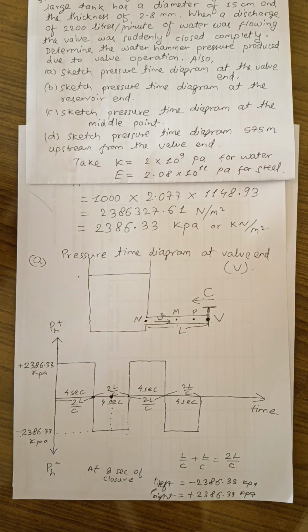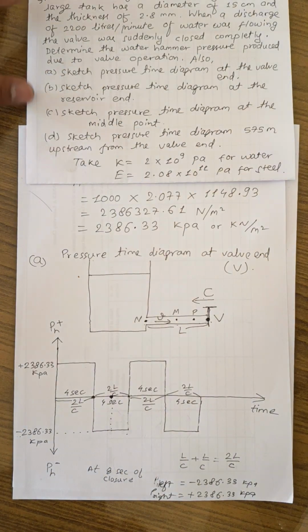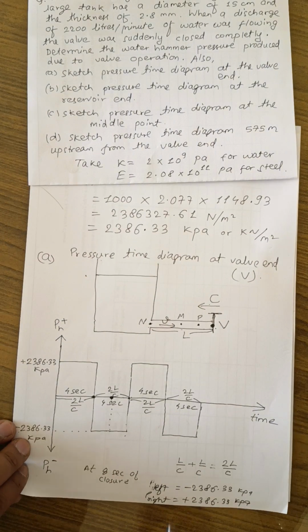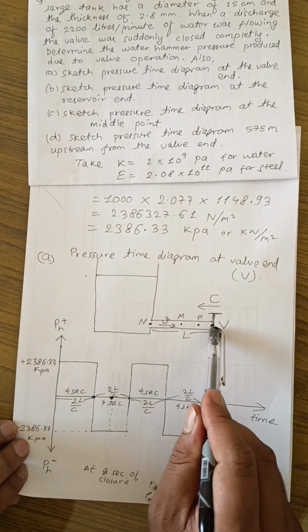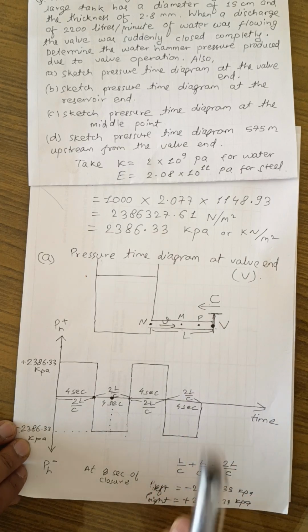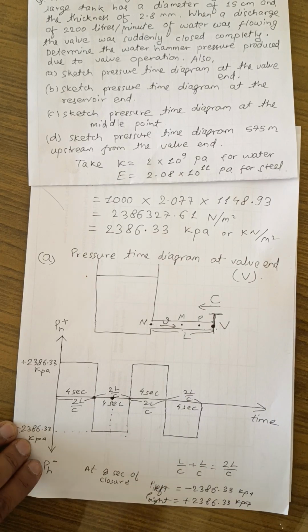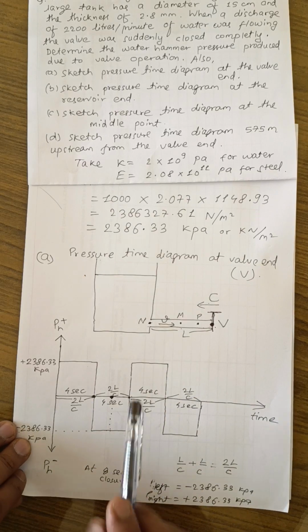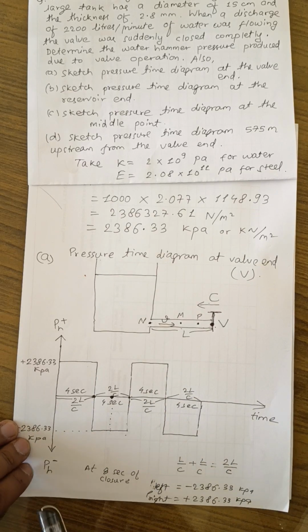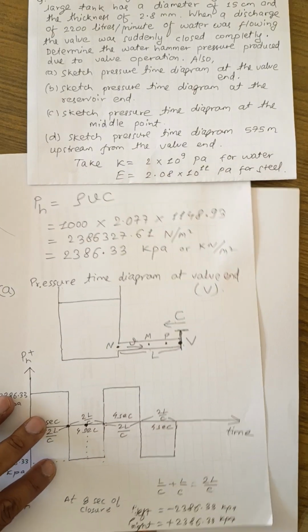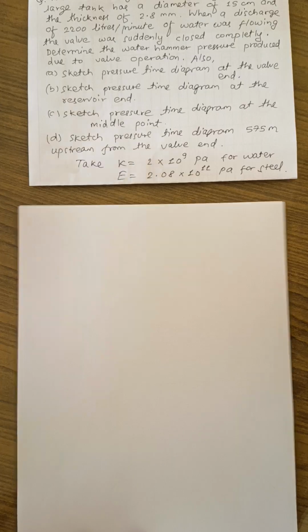So now let's go to draw the pressure time diagram at the reservoir end. The conclusion is that when the valve is closed, there is pressure at the valve all the time. If you put a pressure meter there, you see the pressure positive and negative all the time. So there is a fluctuation in the pressure. That's why this is called unsteady flow in the pipeline. Now let's draw the pressure time diagram at the reservoir end, the second part.